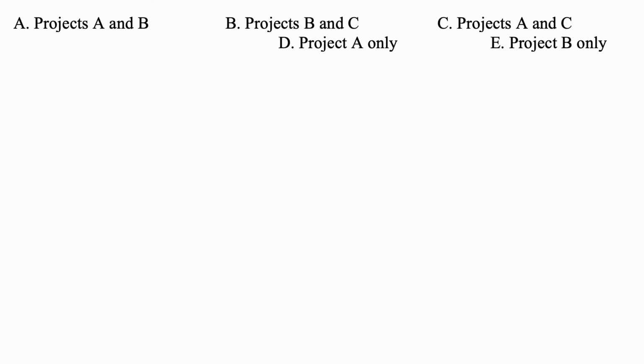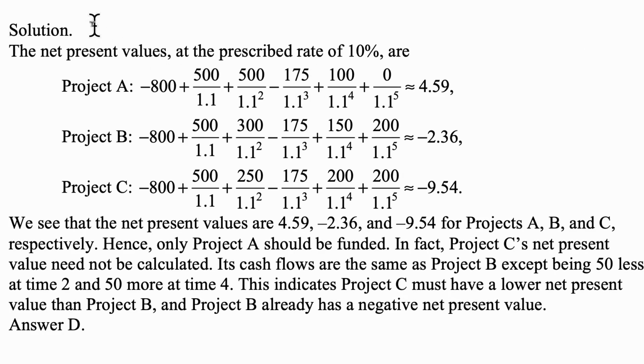And here are the possible answer choices. A is projects A and B, B is projects B and C, C is projects A and C, D is project A only, E is project B only. And here's the solution. I calculated the net present values at the prescribed rate of 10% for each of the projects.